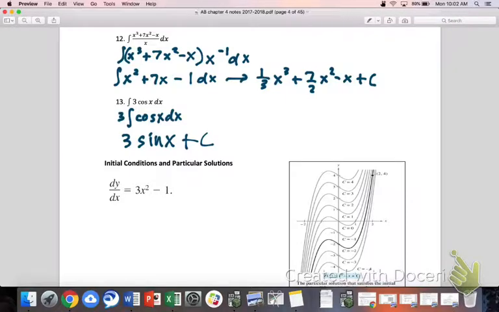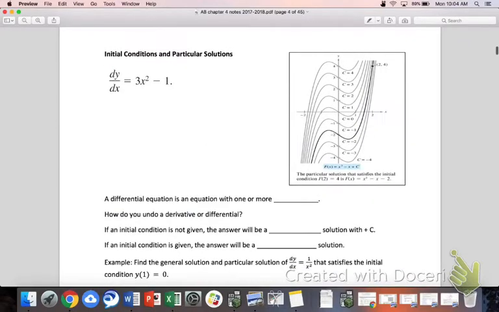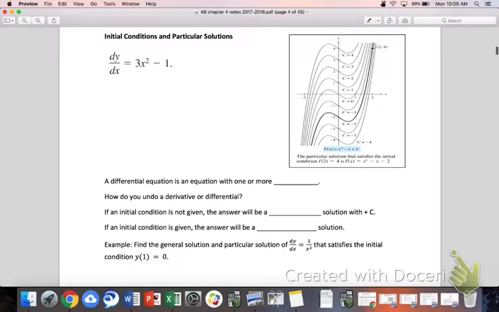Awesome. Good deal. So let's take a look here at our final couple of questions in our notes for this section. And here we go. So we're going to be looking at what's called initial conditions and particular solutions. So what this is supposing is this. I want you guys to get kind of a basic idea. Let's fill in the little blanks down below, and then we'll kind of build this out.